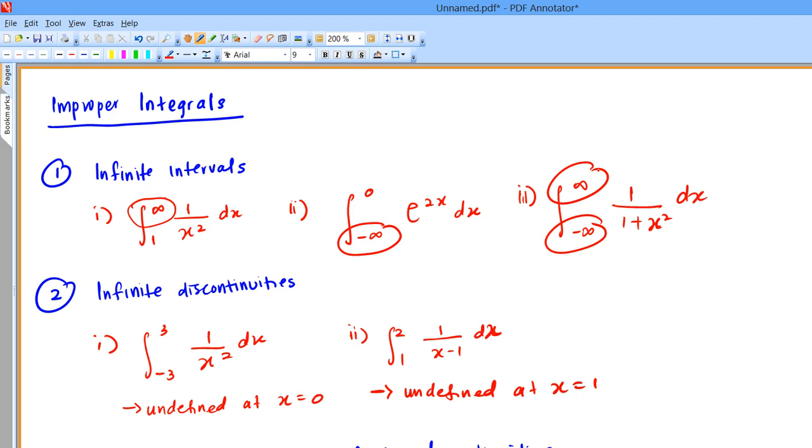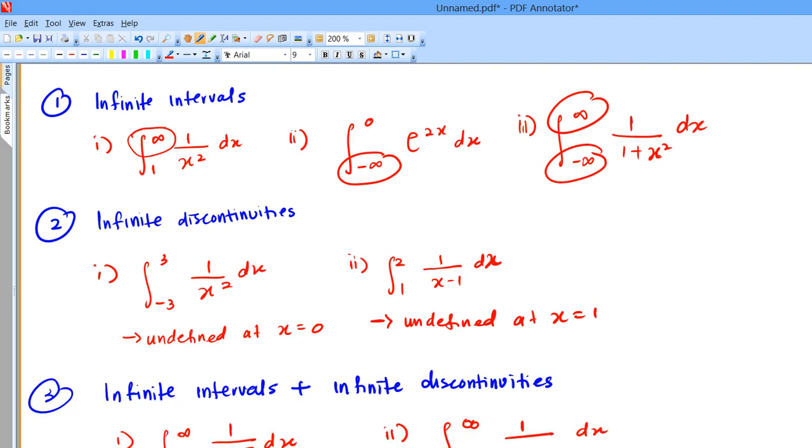Okay, the second one is infinite discontinuities. So for case one, we have the integral of 1 over x squared dx from -3 to 3, and this function is undefined at x equal to 0. For case two, we have the integral of 1 over x minus 1 dx from 1 to 2, and this function is undefined at x equal to 1. If we substitute x equal to 1, we get 1 over 0, meaning undefined.